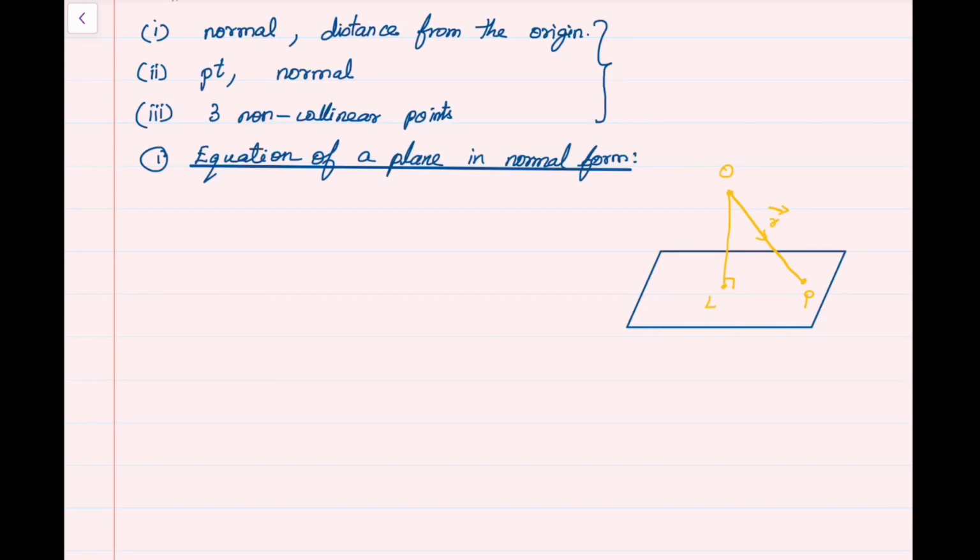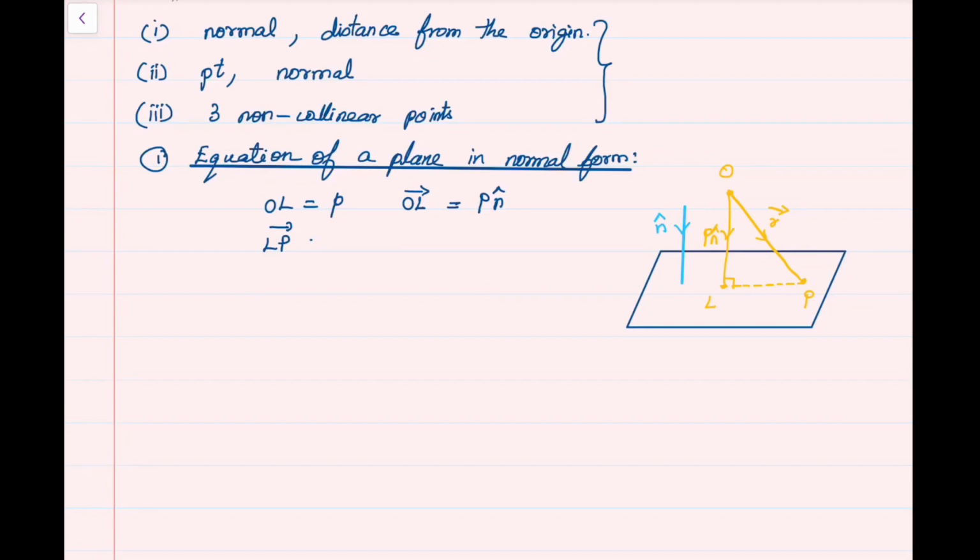Let us join P and L, where L is the foot of the perpendicular, and let vector n cap be a unit normal vector to the plane. If p is the distance of the plane from the origin, then vector OL can be written as p n cap. Distance of the plane from the origin is p, which is OL, and OL is parallel to n cap. Therefore, vector OL is equal to p n cap.